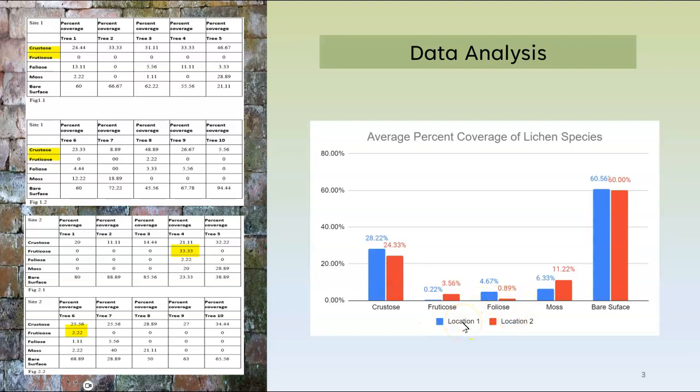Now, location 1 was an open area with more airflow, and location 2 was a wooded area along a fence line. So again, on site 1, I have crustose and fruticose highlighted here because you can see that there was more of those two in location 1, and in location 2 there was a higher percentage of fruticose. I'm sorry, there was more foliose in location 1 than fruticose.